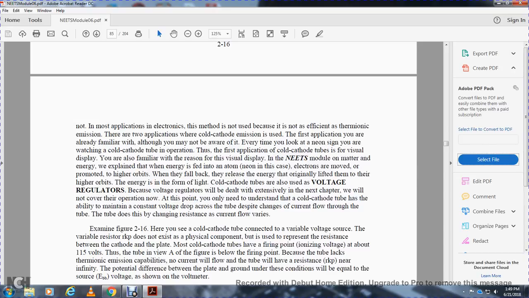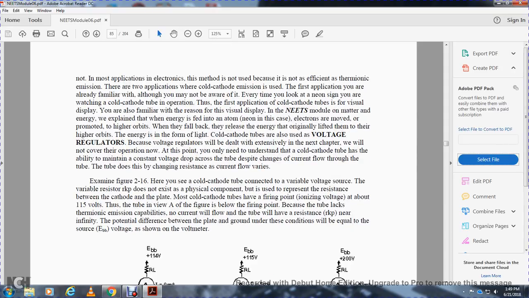At this point, you need to understand that the cold cathode tube has the ability to maintain constant voltage across the tube, despite changes in the current flow through the tube. The voltage across the tube does not change, but the resistance and current flow vary. Examine Figure 2-16, which shows a cold cathode tube connected with a variable voltage source and a variable resistor.